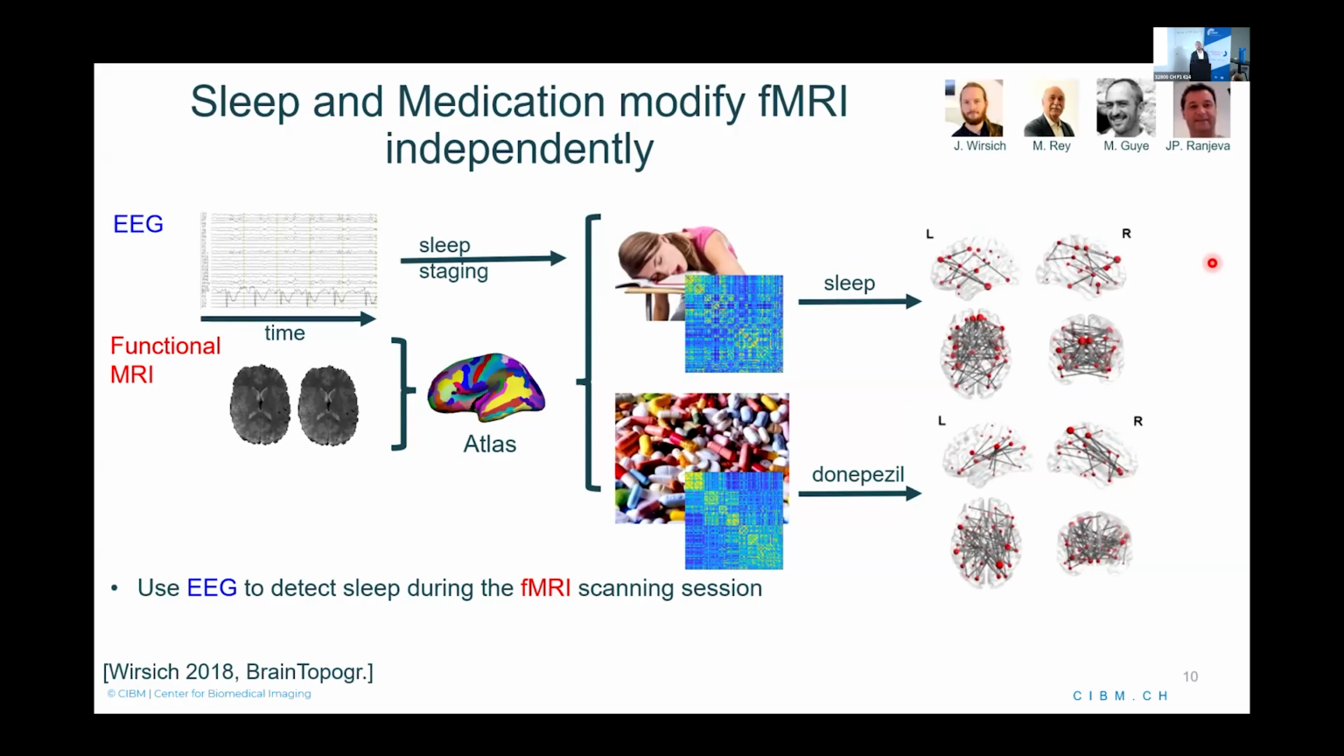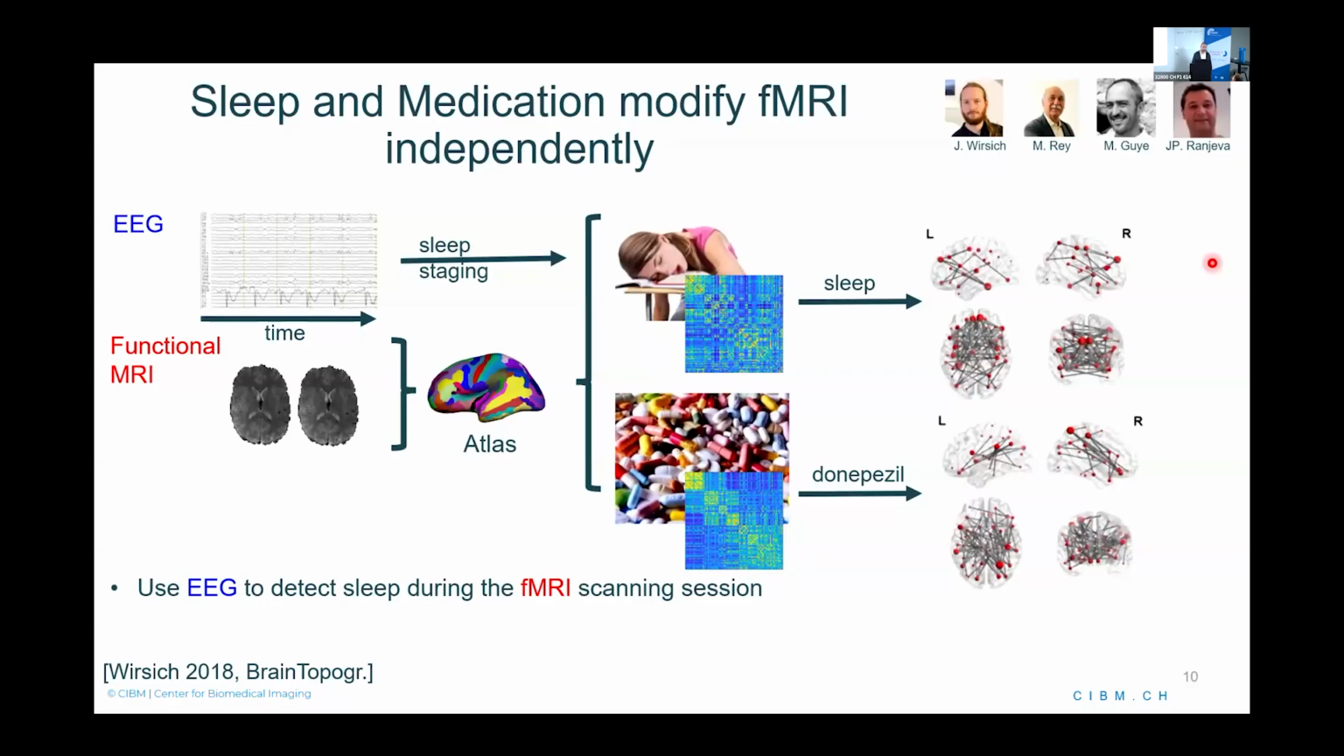So they came in one day, got a resting state, then stayed awake all night, and then got another resting state the next day. It was to test the effects of Alzheimer medication on sleep-deprived participants. And yeah, so we had the EEG-fMRI recording before and after the sleep deprivation.